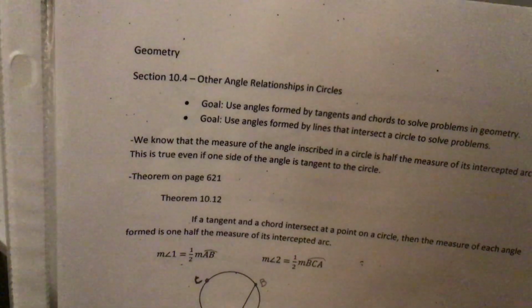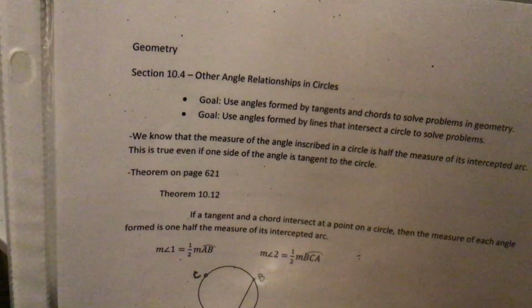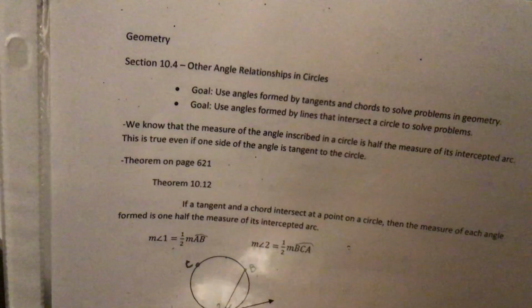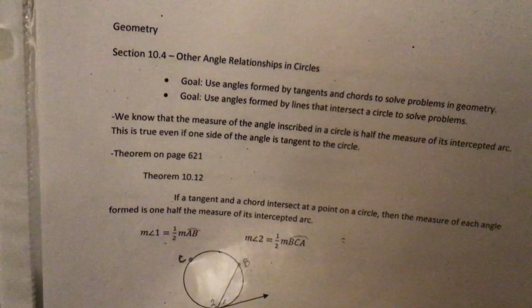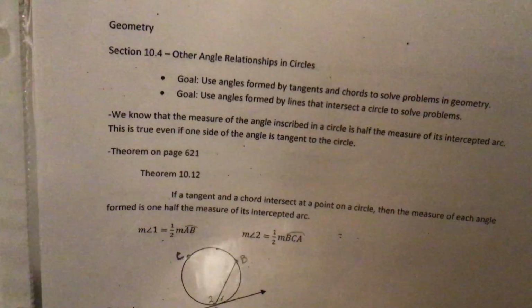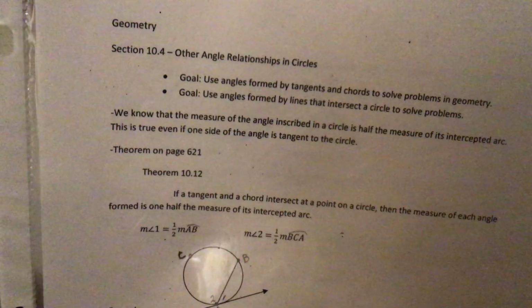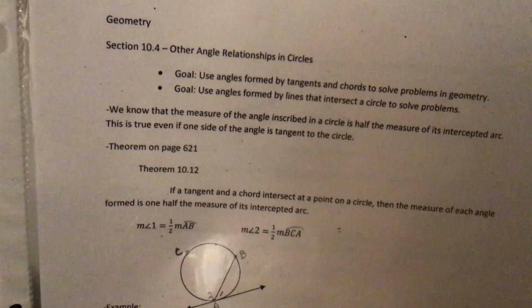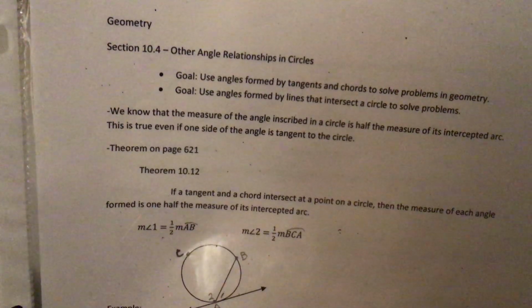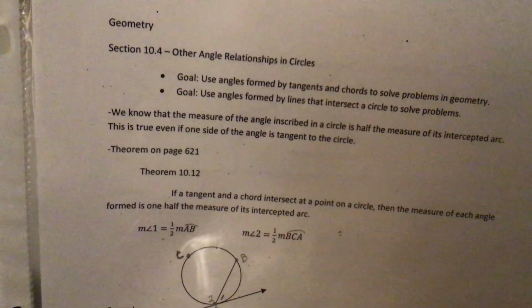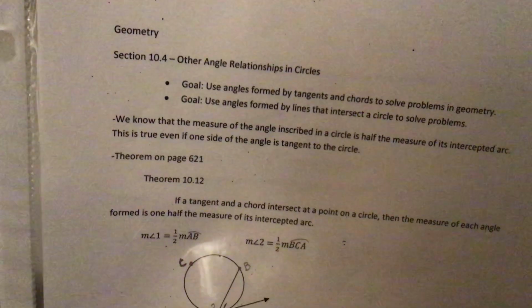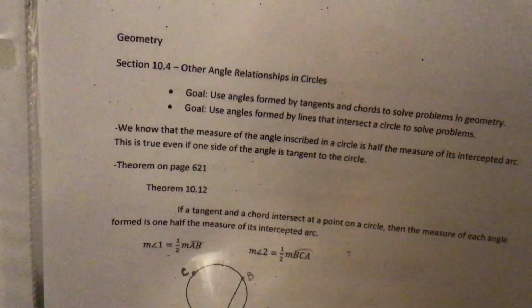Section 10.4, other angle relationships in circles. Okay, so we did central angles. The central angle, with its vertex on the center, is the same measure as its intercepted arc. Then we did inscribed angles, which have the vertex on the circle with the sides of the angle being chords, and it is half the intercepted arc. Okay?